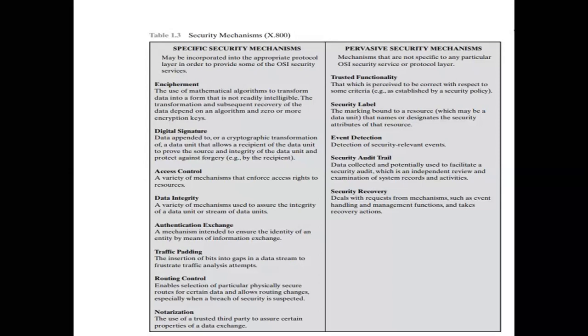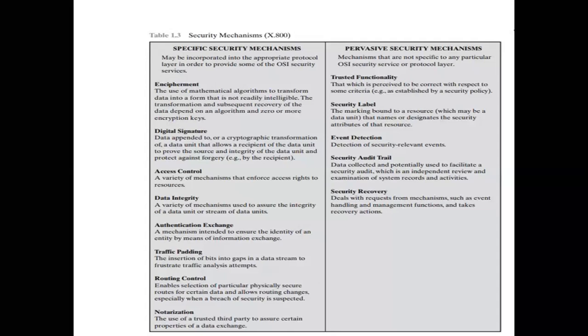The specific security mechanisms are encipherment, digital signature, access control, data integrity, authentication exchange, traffic padding, routing control, and notarization. These are all related to the OSI layer or security services. That is the specific security mechanisms.